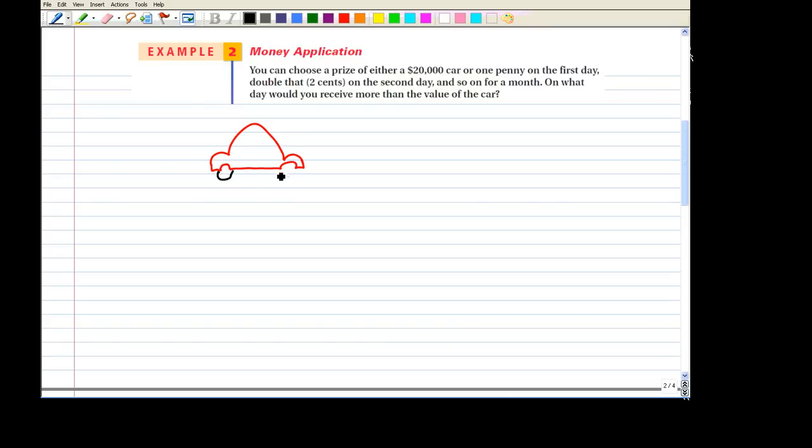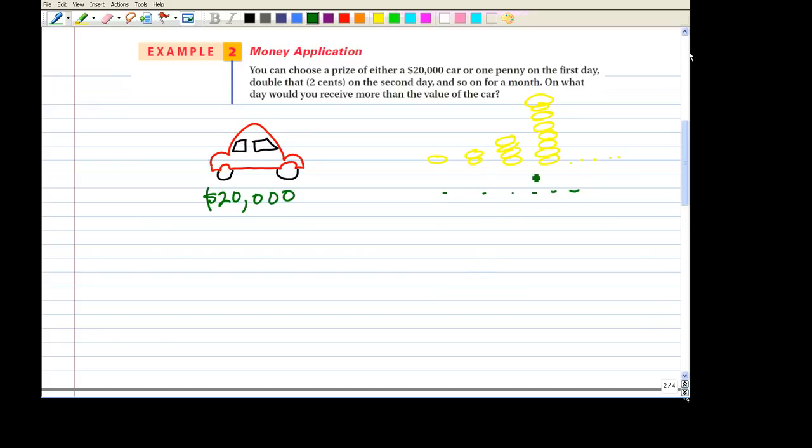Okay, sorry if I wasted your time drawing a car there. Okay, so you have either a car or you'll get a penny on the first day, or you can have 2 on the second day, or you could have, let's see, 4, and then the next day you'd have 8, and so on. So you're trying to figure out which one is more of a reward, the $20,000 car or this weird situation getting a whole bunch of pennies.